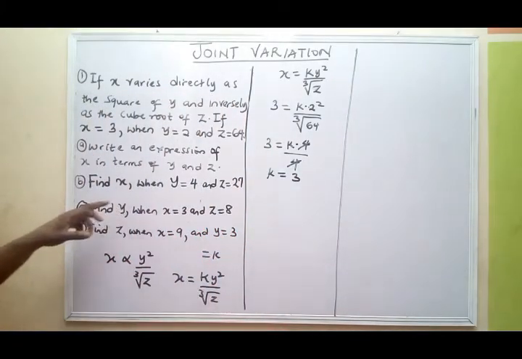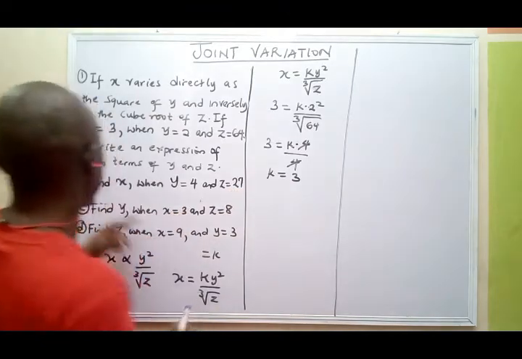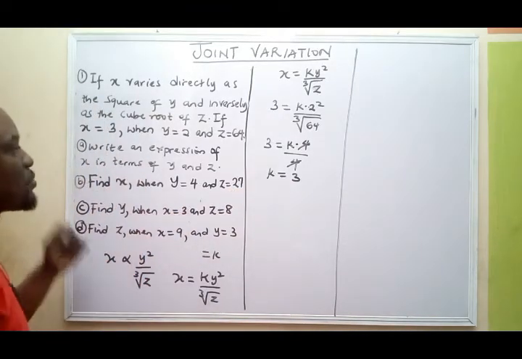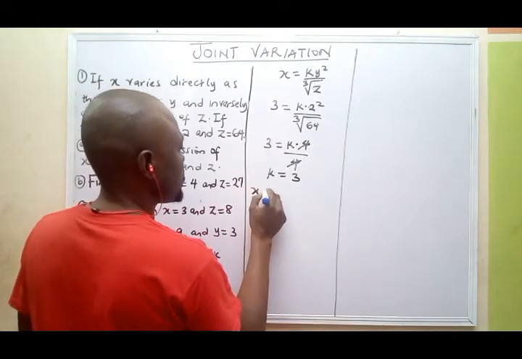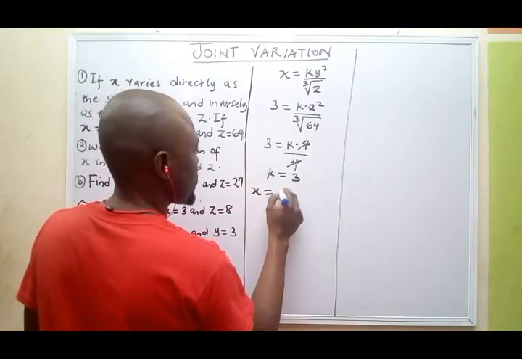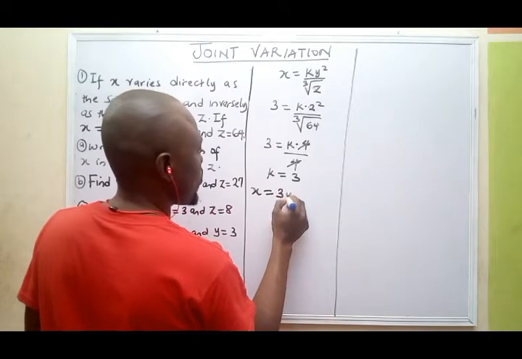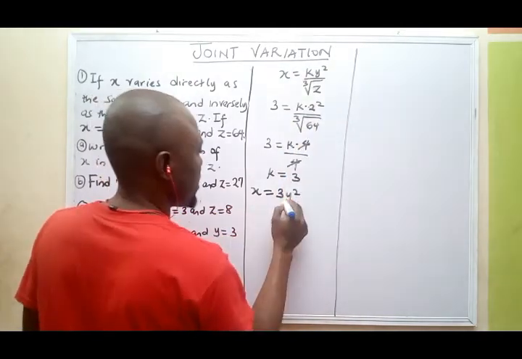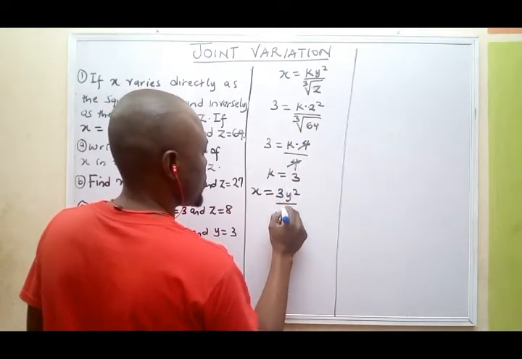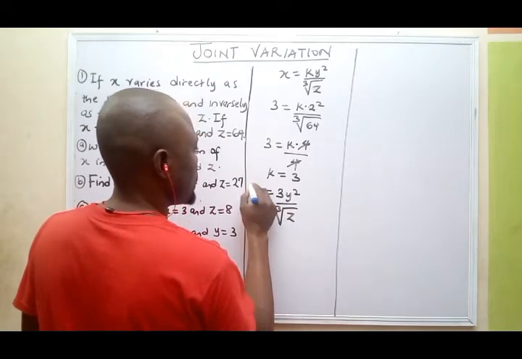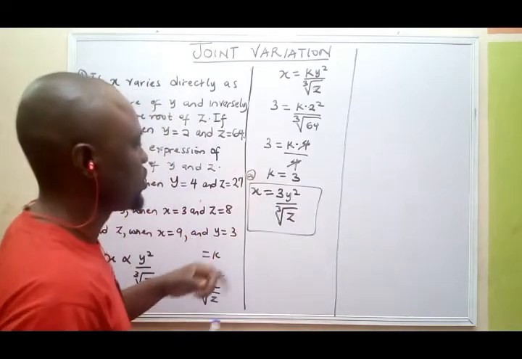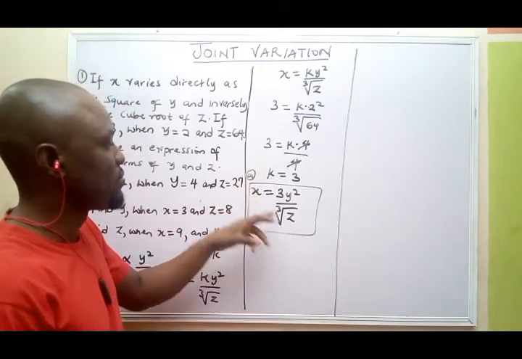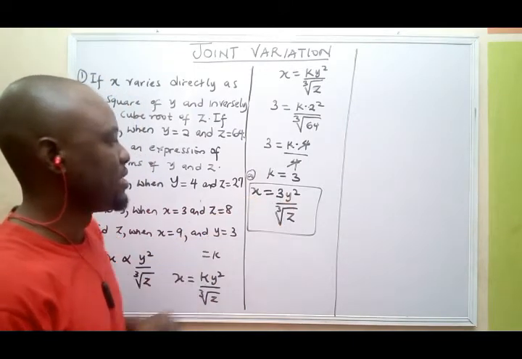Now the question says I should express x in terms of y and z. I'll go back to this. So x will now be equal to the constant, 3, times y squared, over the cube root of z. So this expression is the a part of it, which is x in terms of y and z.